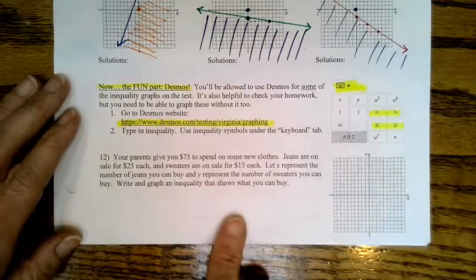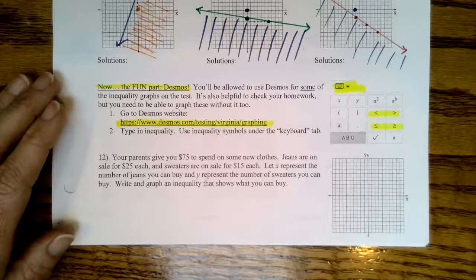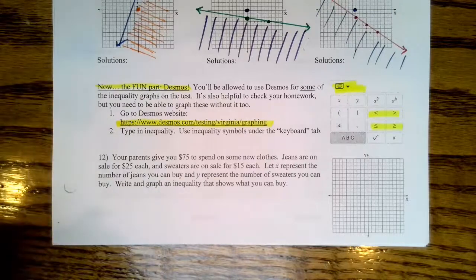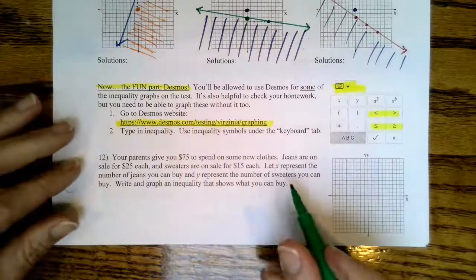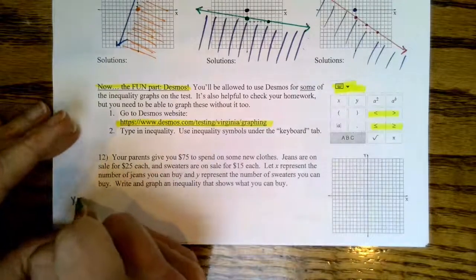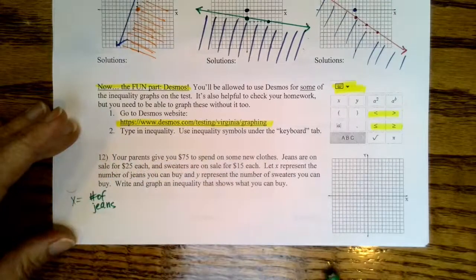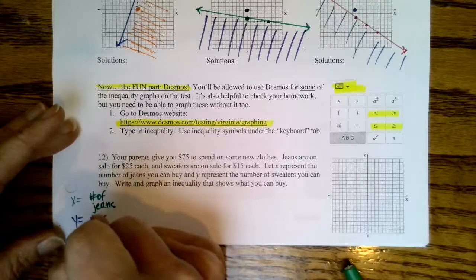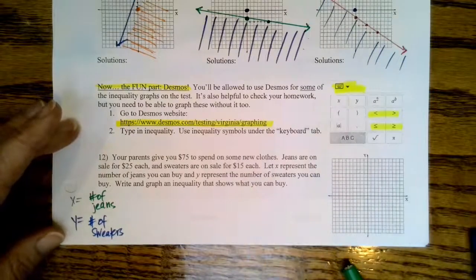So your parents gave you $75 to spend on some new clothes. Jeans are on sale for $25 each, and sweaters are on sale for $15 each. Let X represent the number of jeans you buy, and Y represent the number of sweaters you buy. All right, ready? Let's see. So X represents my number of jeans, and I know that Y represents my number of sweaters. Write and graph an inequality that shows you what you can buy.